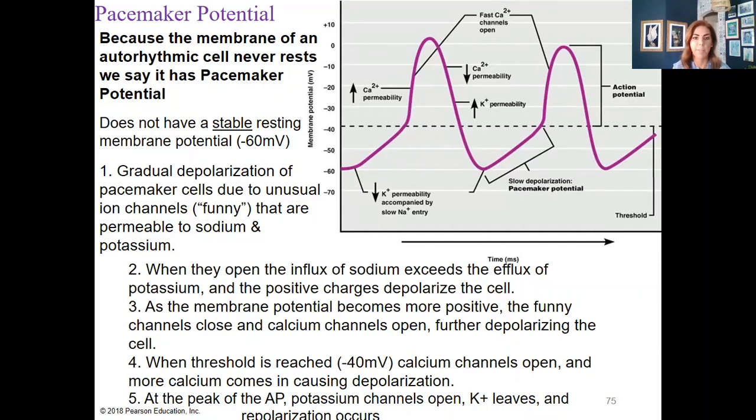The reason why this happens is because the pacemaker cells have these channels that are called funny channels, and these channels are permeable to both sodium and potassium.